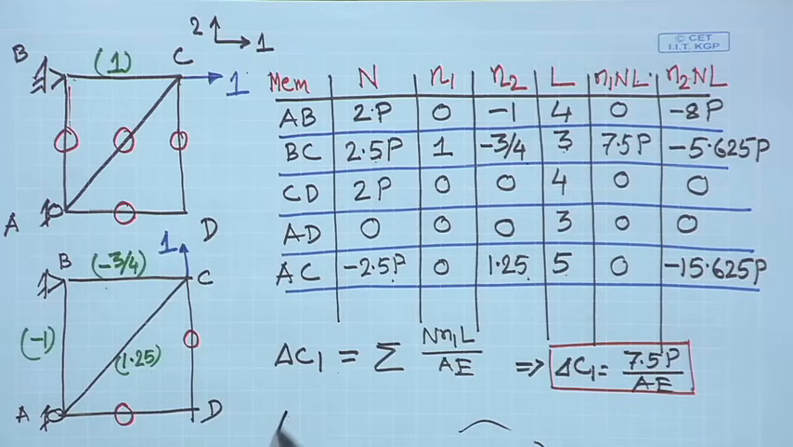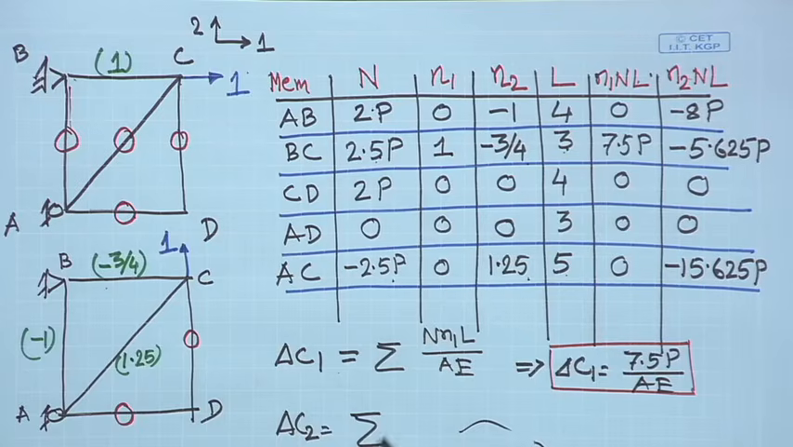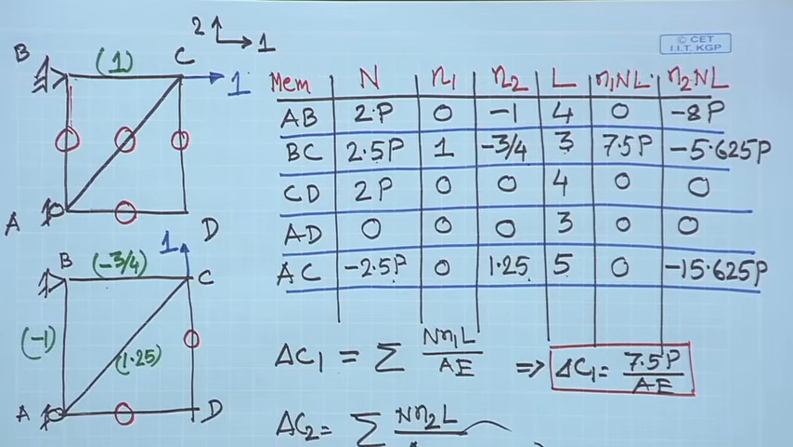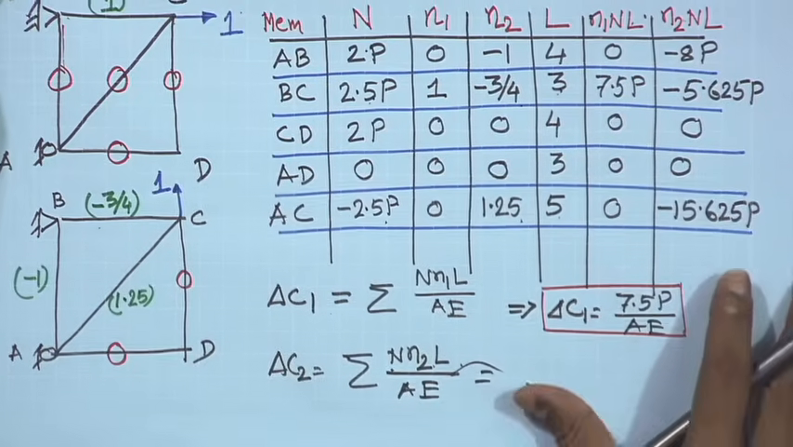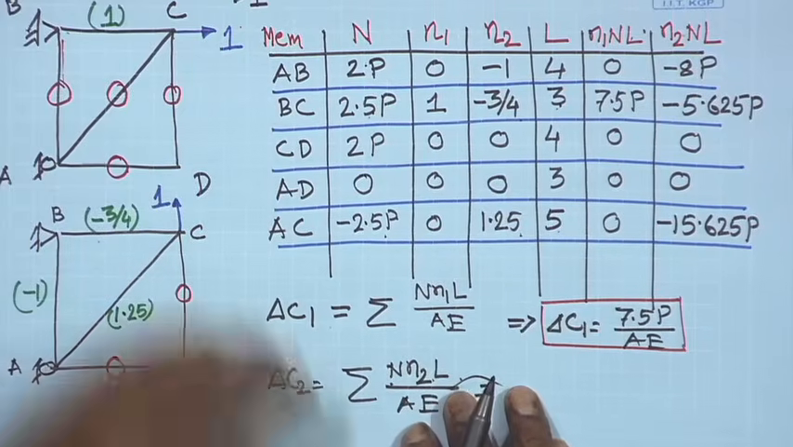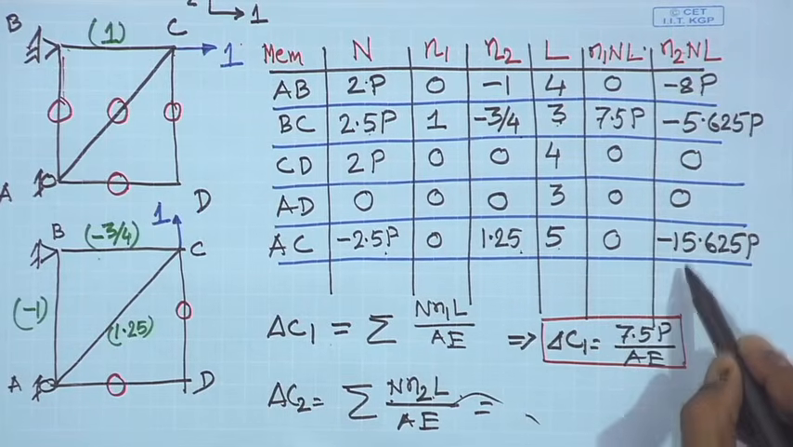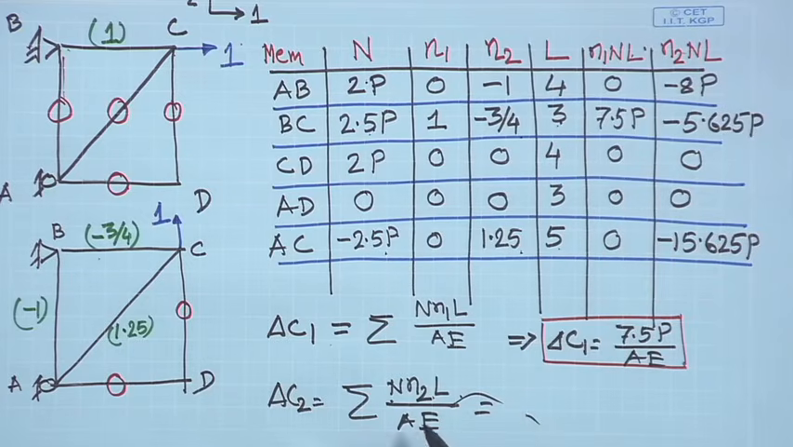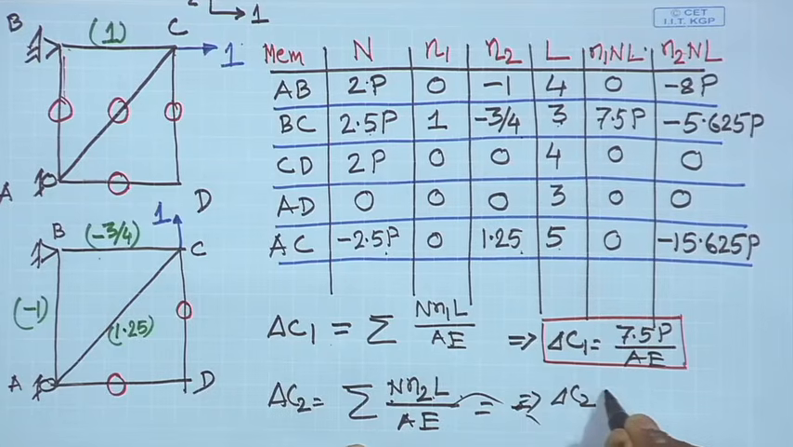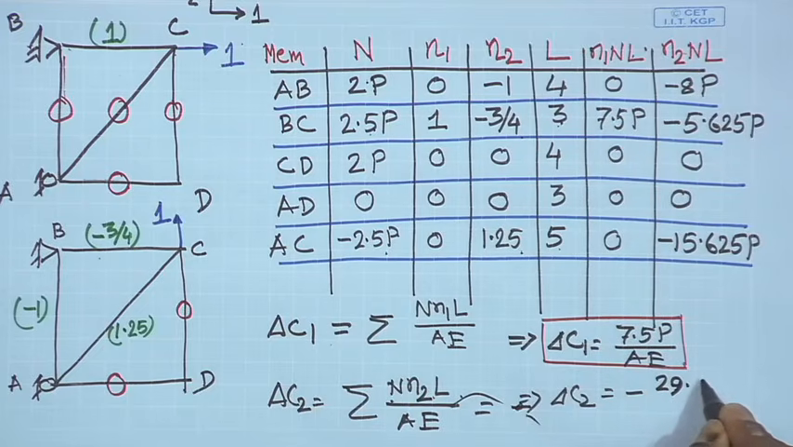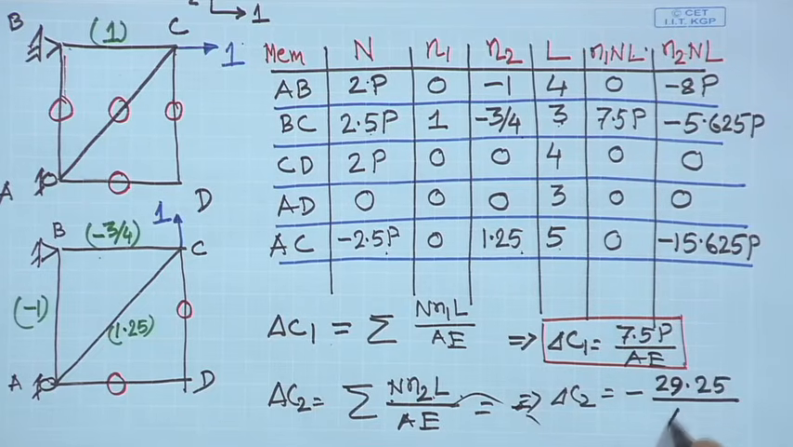Similarly, the displacement at C in direction 2 will be the summation of n2 L by AE. Now, n into L are already obtained. This is the summation of the entire column, and if you sum them, then this becomes minus. So, delta C2 is equal to minus 29.25 by AE.